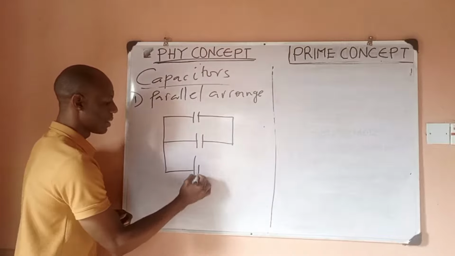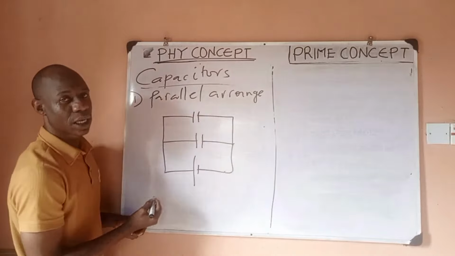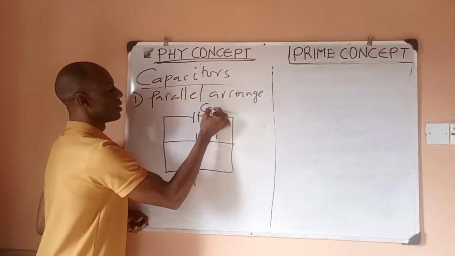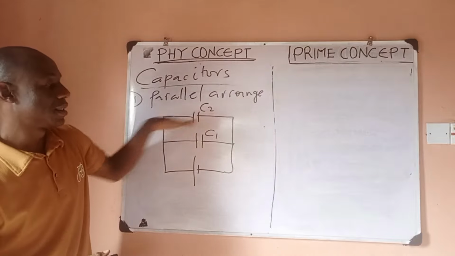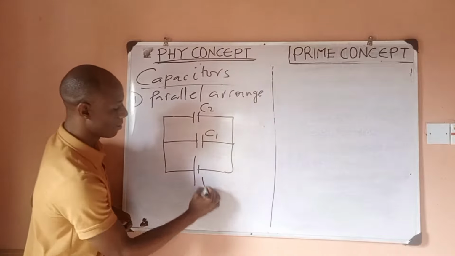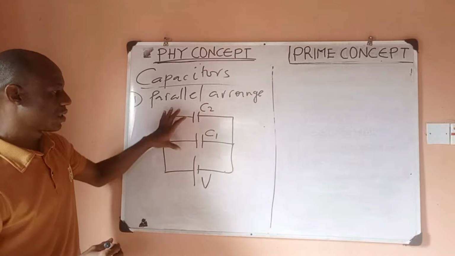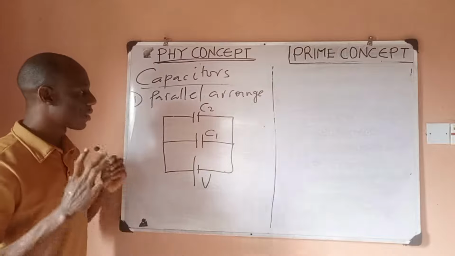So say this is a battery. Now I have two capacitors. This is C1, this is C2. So these two capacitors are actually connected in parallel. You can see it in line. While this is my battery, my voltage. So this is a parallel arrangement of capacitors.